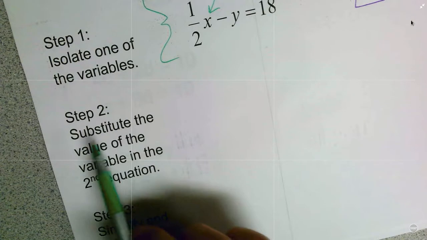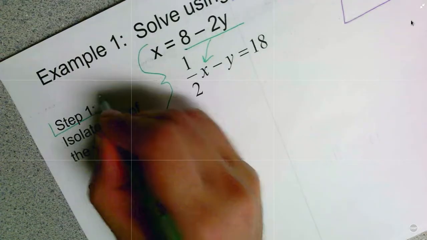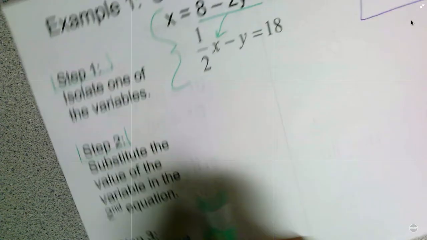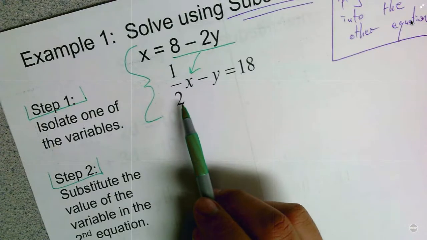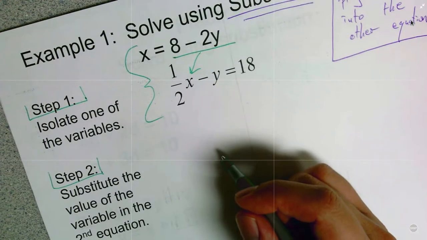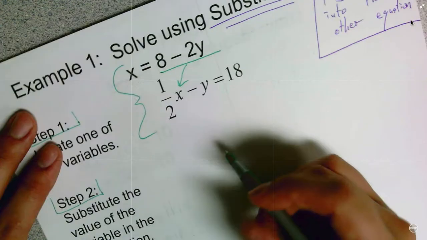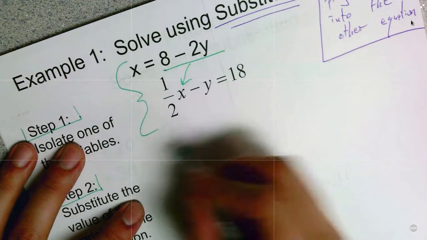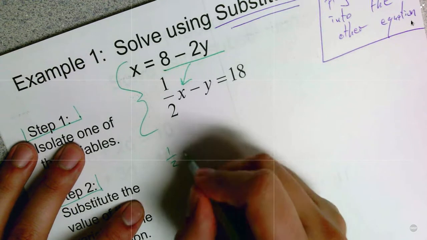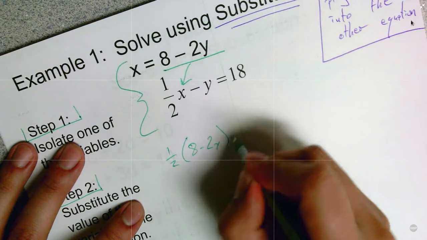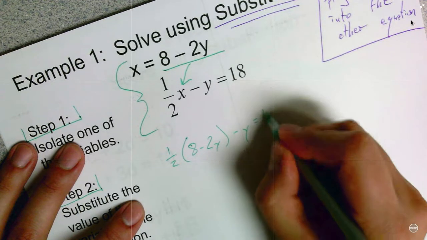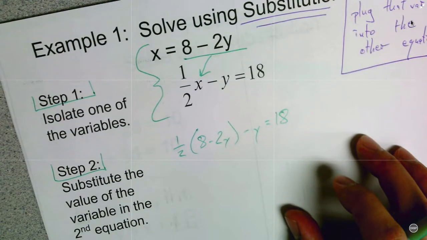So step number 2, substitute. So we had step 1, isolate a variable. Step number 2, substitute the value of the variable into the second equation. So go ahead and write that down. You guys can hit pause whenever you need to, and you can enter that into the equation. So we'll end up with 1/2 times (8 minus 2y) minus y is equal to 18. Alright, so that's step number 2.